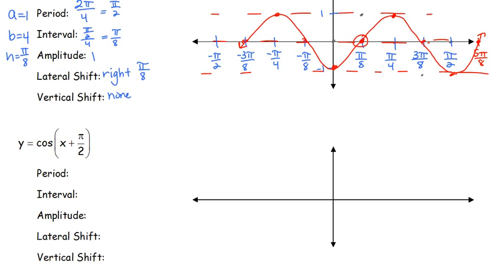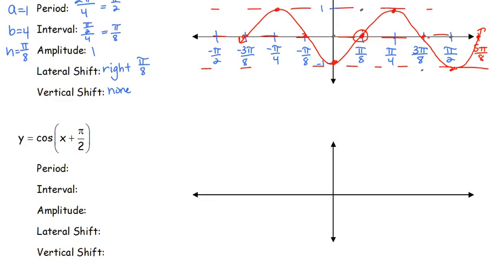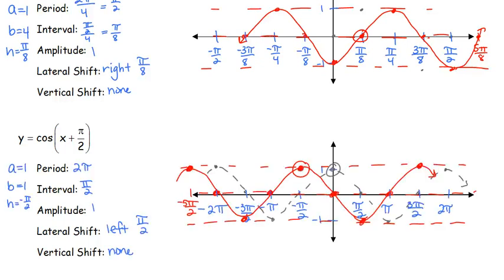Okay, our next one. We've got cosine of x plus pi over 2. I want you to press pause and try this one all on your own. Okay, let's see how you did.